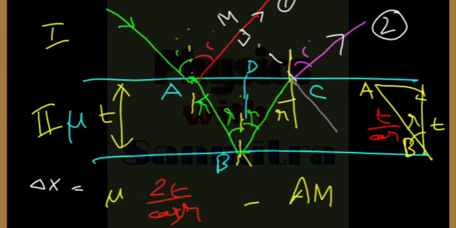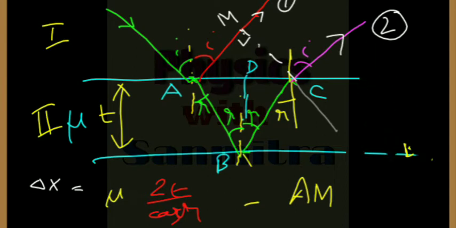Now what about AM? AM is this part. AM I can write here as, this is i, this is 90 degrees, this is 90 minus i, so this will be i.